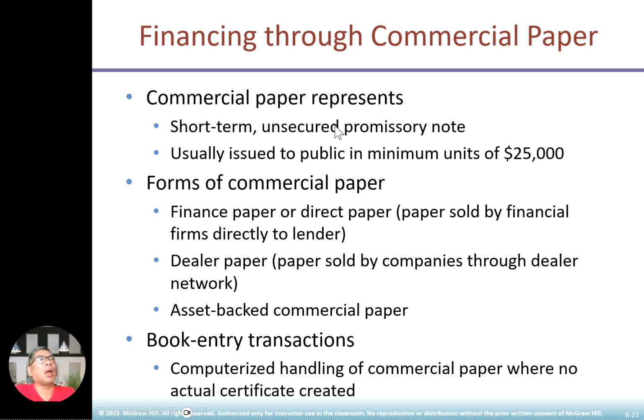Forms of commercial paper: finance paper, or direct paper, is paper sold by financial firms that goes to the lender; dealer paper is sold by companies through a dealer network; and asset-backed commercial paper. It is a book entry transaction, handled by computer. In terms of commercial paper, there's no actual certificate created.